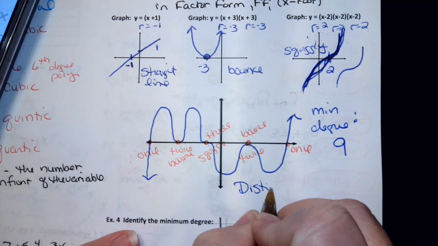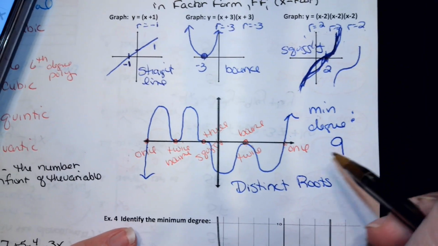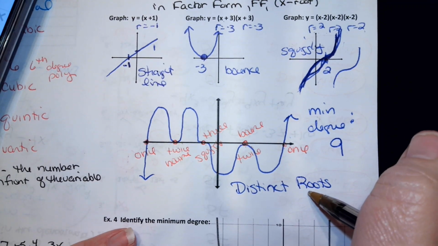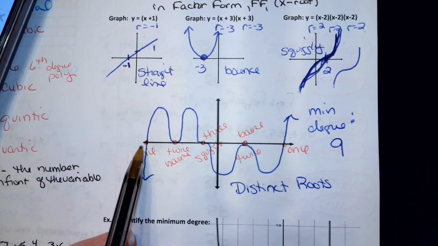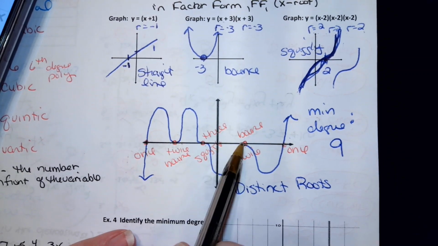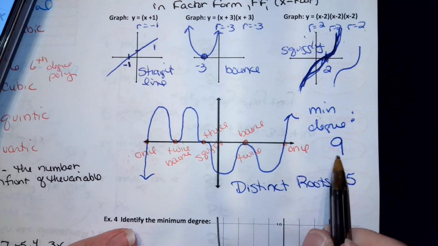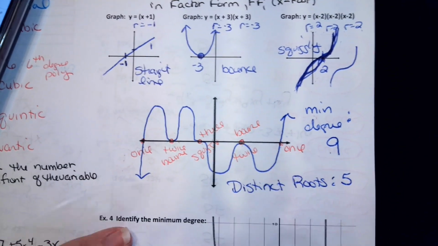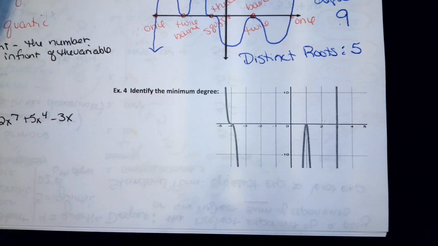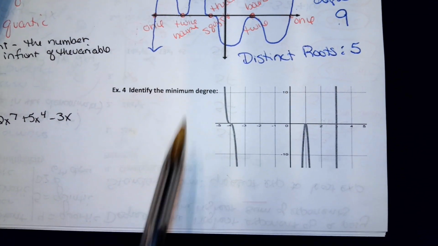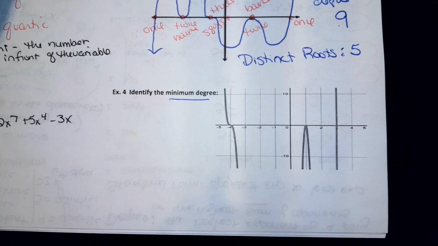Sometimes they might ask you how many distinct roots are there. Okay, so sometimes the degree and the number of roots can be different. How many distinct roots? So how many different numbers did we use? We got 1, 2, 3, 4, 5. So there are 5 distinct roots, but some of those roots are used more than once. So that's why we have a degree of 9. All right, so take about 1 minute and tell me what the minimum degree of this last example is.